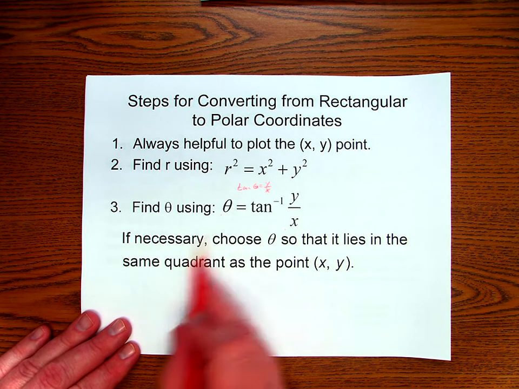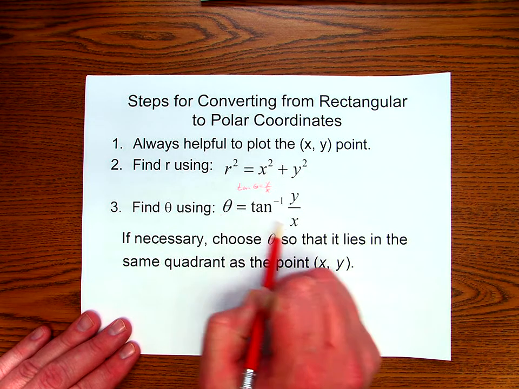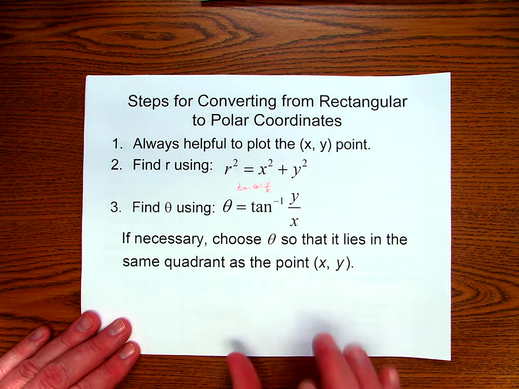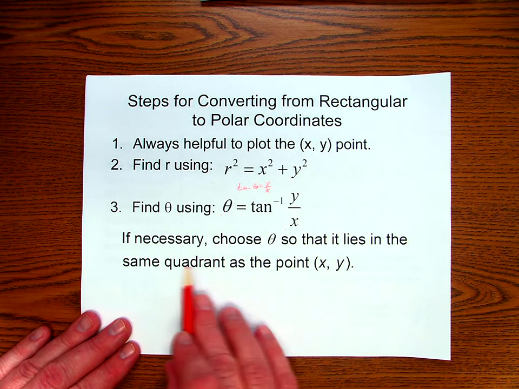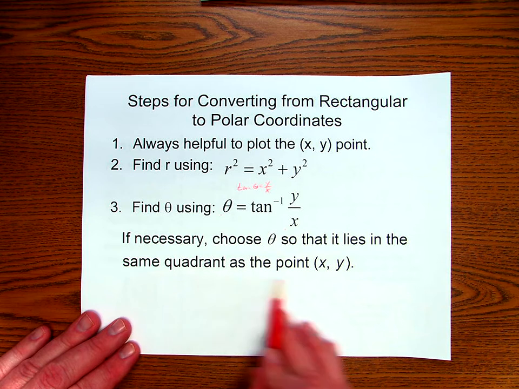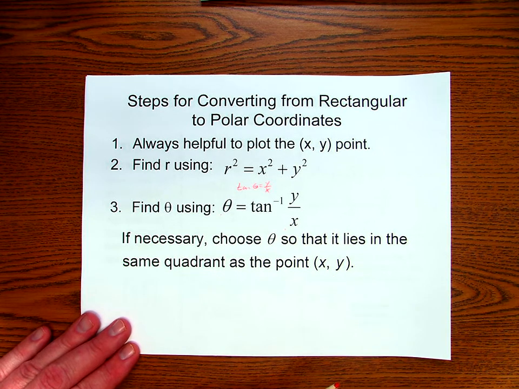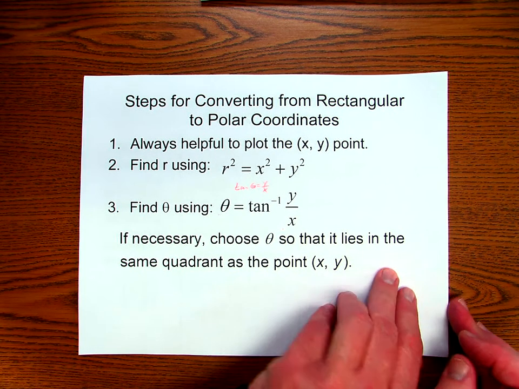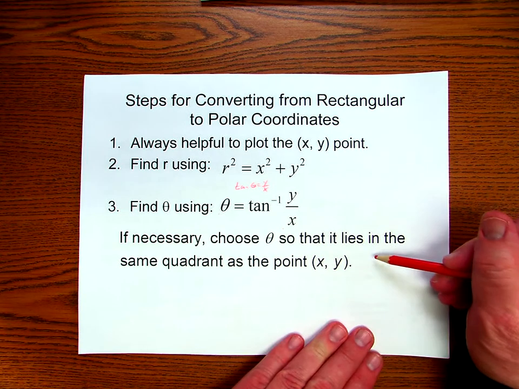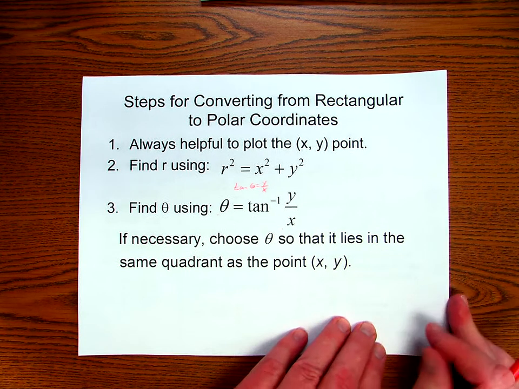Now sometimes, again, this may not quite work out as coming together as you would like. If necessary, choose the theta that lies in the same quadrant as xy. That's where we're going to have to tweak a little bit sometimes with that negative r and everything else. Again, this is not going to be a big emphasis, but it's something you should be aware of.